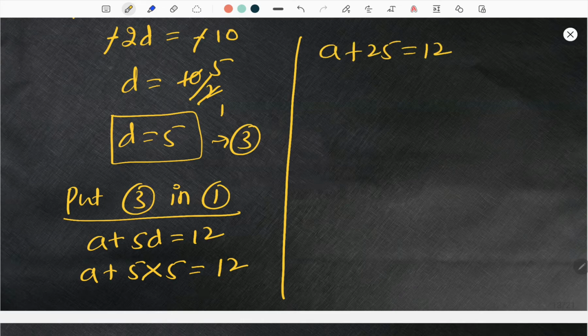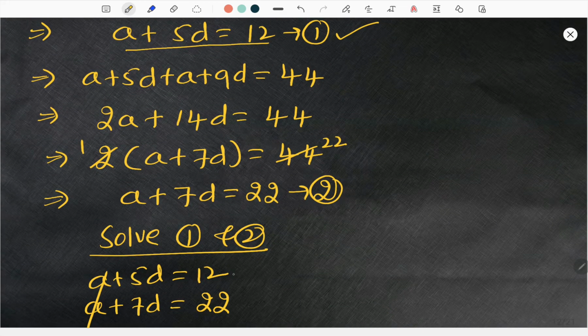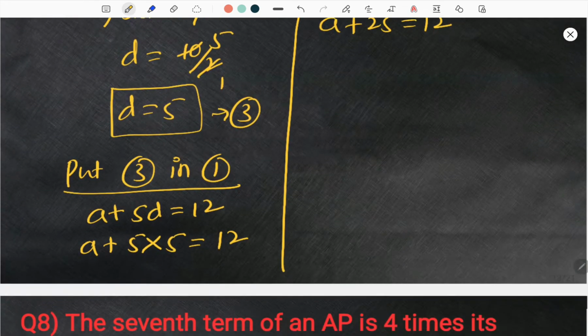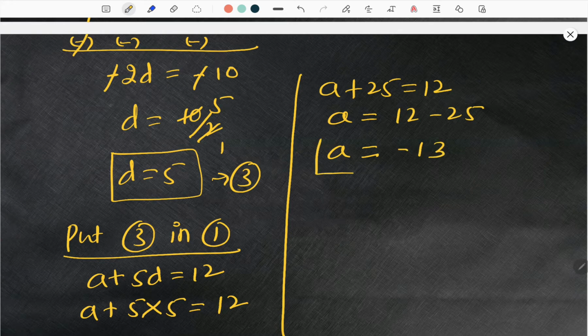This is the first equation, right? So first equation, what is that? A plus 5d is equal to 12. Look at this, here also and here also. So in that I am substituting that. I have substituted all that. Then I got a plus 25 is equal to 12. A is equal to 12 minus 25. Then I am going to get a is equal to minus 13. The first term is minus 13.